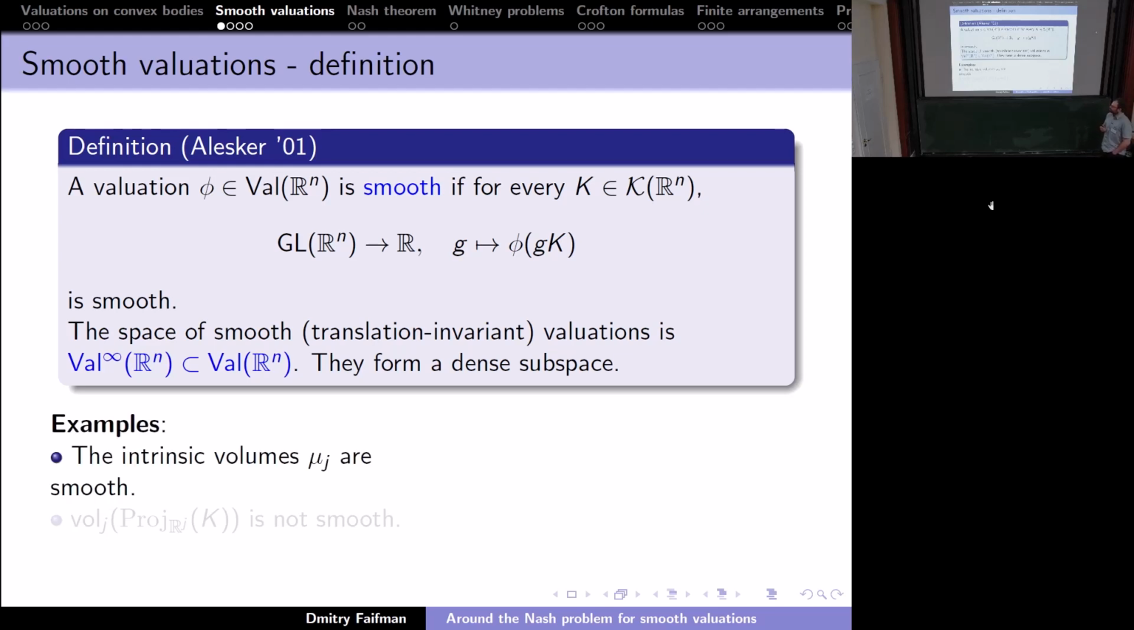Here are some examples to keep in mind. The intrinsic volumes are smooth, while something like the volume of a projection to a subspace is not smooth, and here you can see why. When you rotate an interval, you will be passing through 0 at some point, and this function will be behaving like an absolute value. This is not smooth.